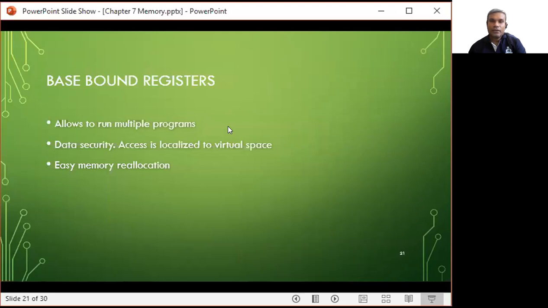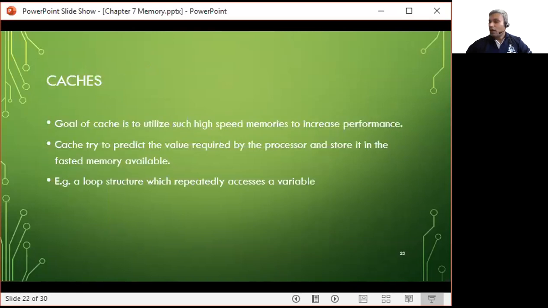Okay, these are some advantages. Using base-bound registers, you can have multiple programs running, it also improves the security, and it makes memory management much easier. Now we'll move to the next larger topics. There are only 2 larger topics. Next one is the cache.